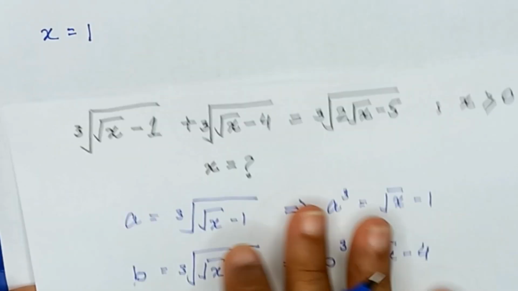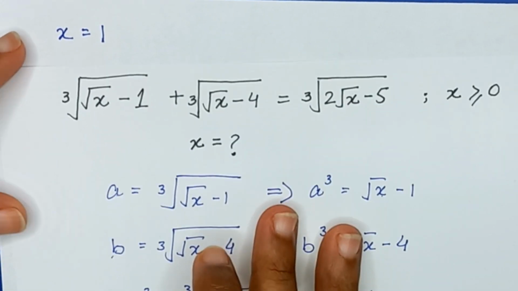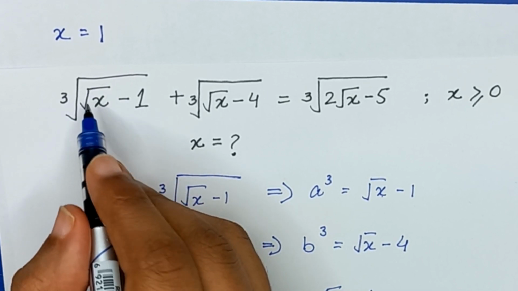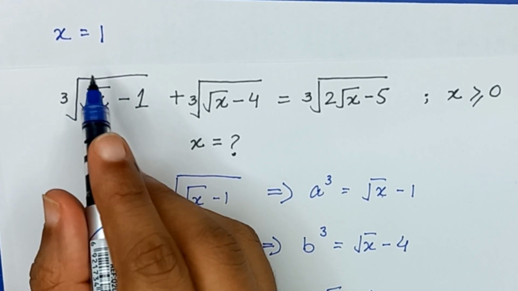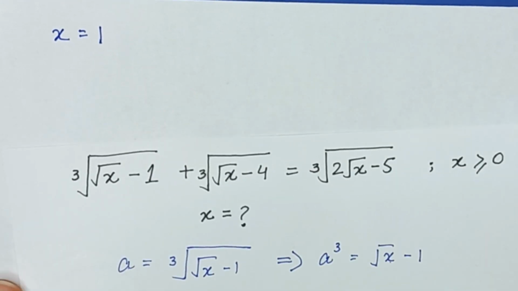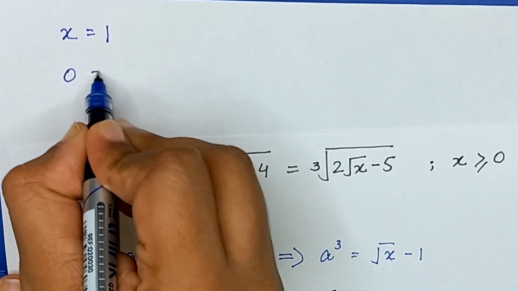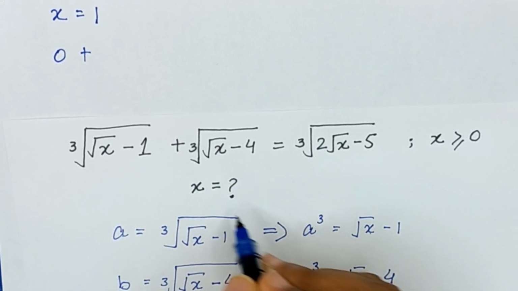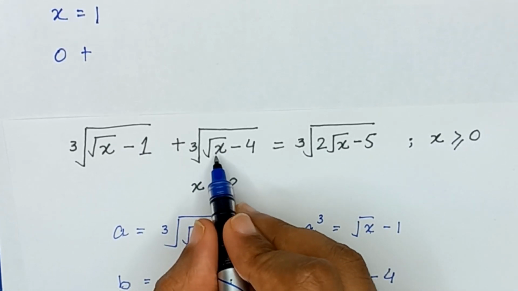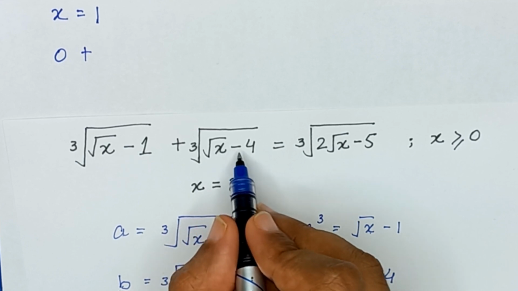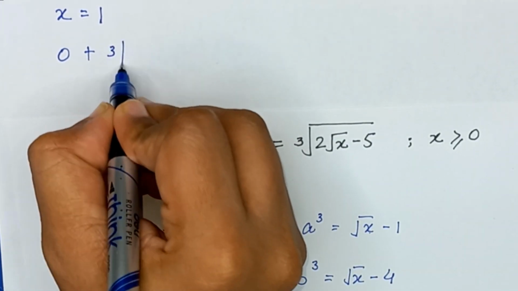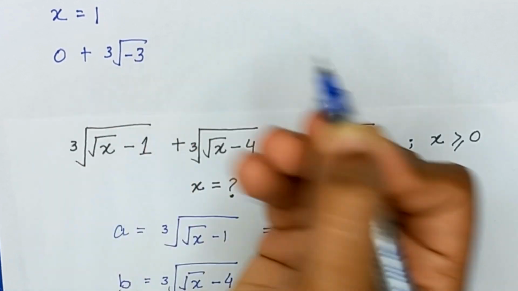And our given equation is this. So if we substitute here 1, square root of 1 will be 1. So 1 minus 1 is 0. So cube root of 0 will be 0 plus, when we substitute the value of x is equal to 1, it will become square root of 1 is 1. So 1 minus 4 is minus 3. So it will become cube root of minus 3.